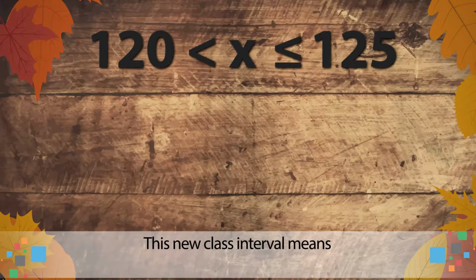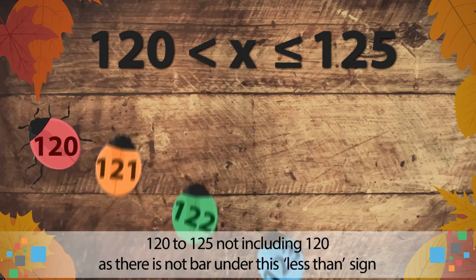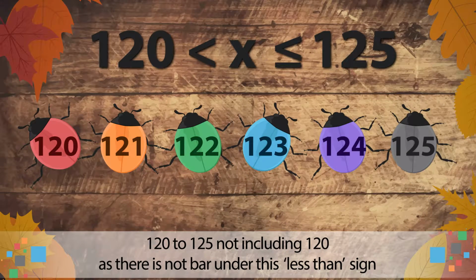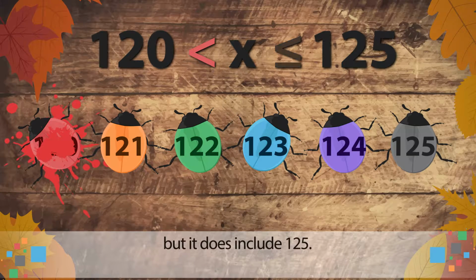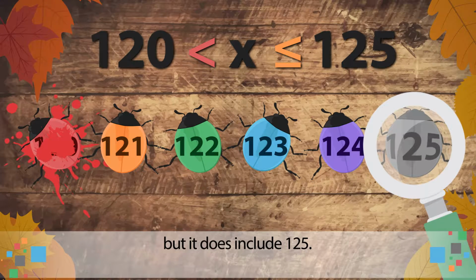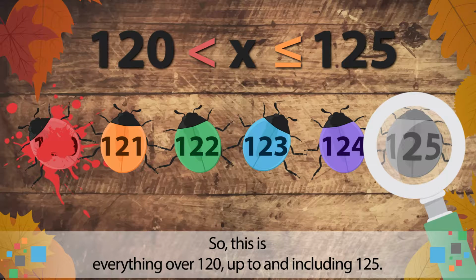This new class interval means 120 to 125, not including 120, as there is not a bar under this less than sign, but it does include 125. So this is everything over 120 up to and including 125.